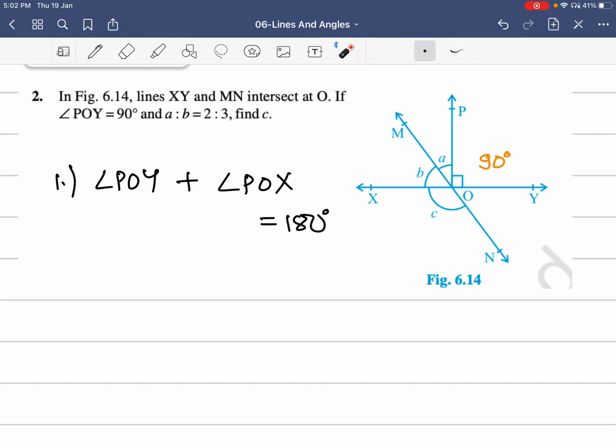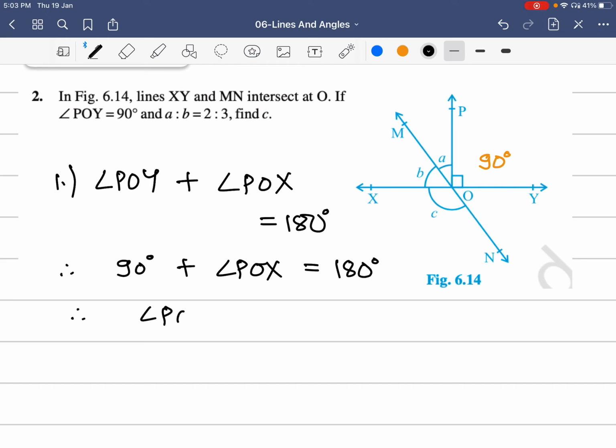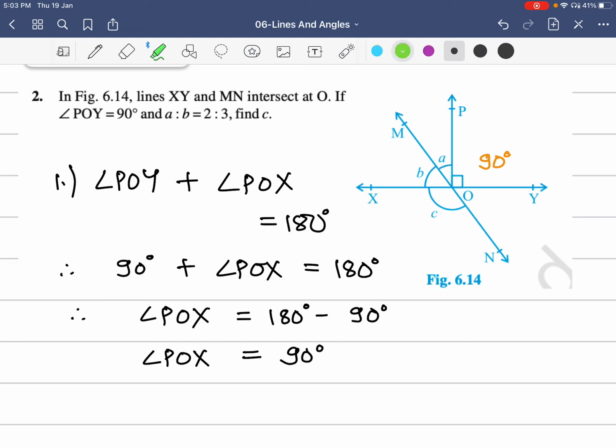Now POY is given to be 90 degree, so therefore 90 degree plus angle POX is going to be equal to 180 degree, and therefore angle POX is basically 180 degree minus 90 degree, that's equal to 90 degree. So I get angle POX as equal to 90 degree. Just for the sake of understanding, let's highlight it. This is my angle POX, which is also equal to 90 degree.